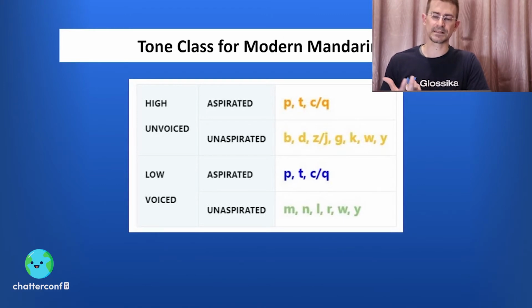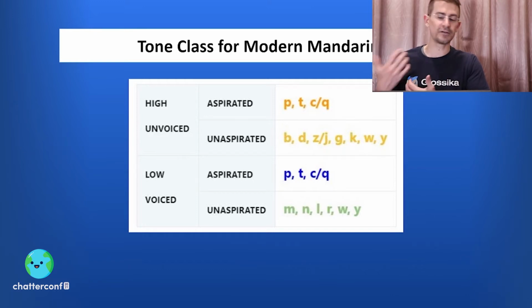You have p, t, c, ch, and b, d, z, j, g, k, w, y in the unaspirated group. And you'll notice that W and Y are also included in here. And there's a little anomaly where you have the letter K, which is aspirated, show up in the unaspirated section. In the low voiced, you also have P, T, C, and Ch, and M, N, L, R, W, Y. So the words that begin with these sounds in Mandarin should be showing up in those tonal contours.